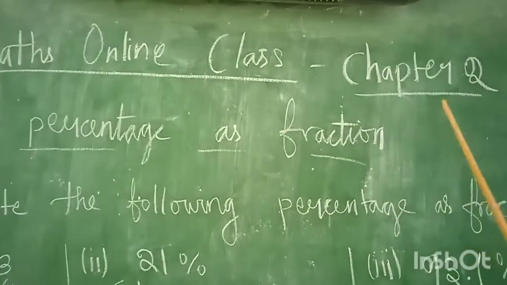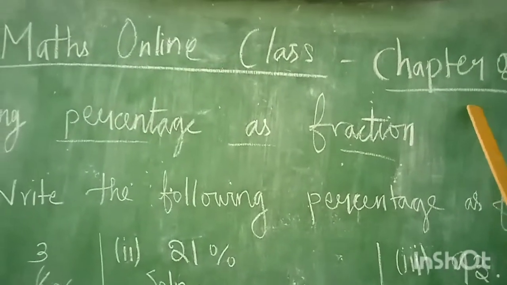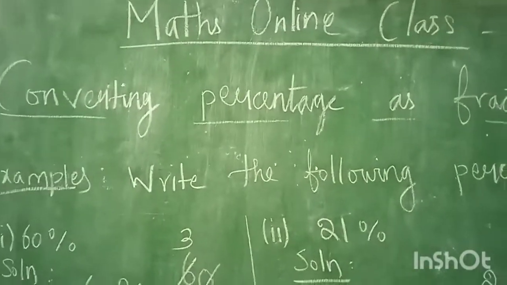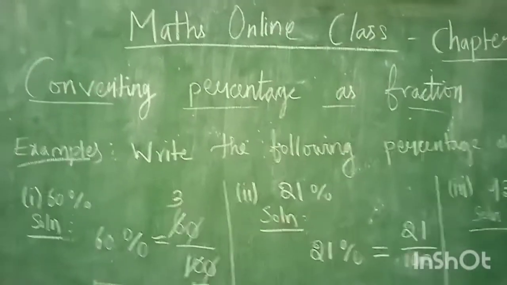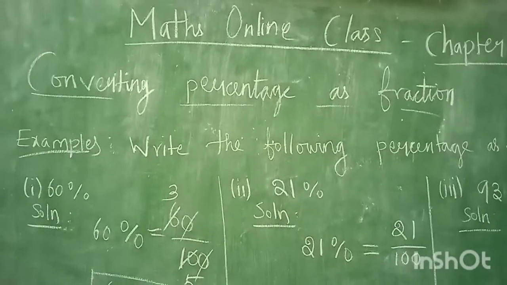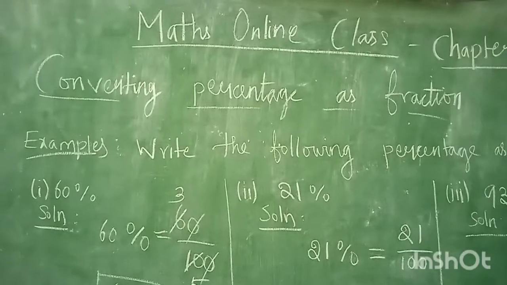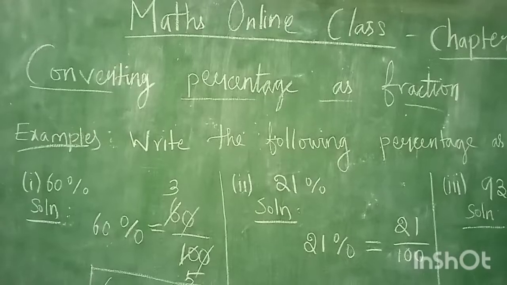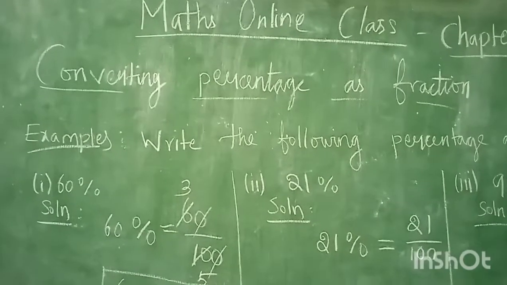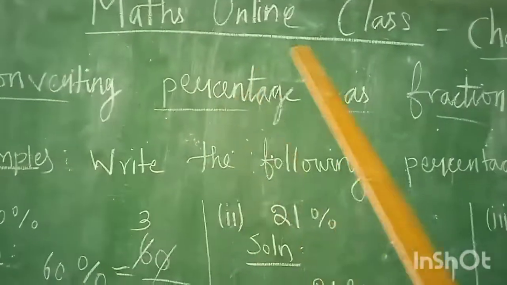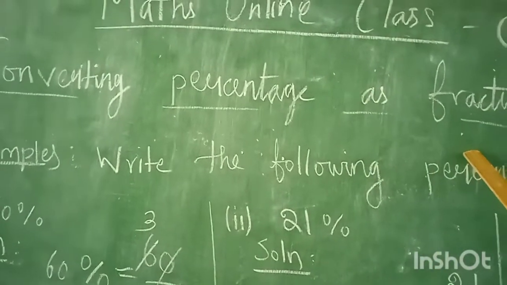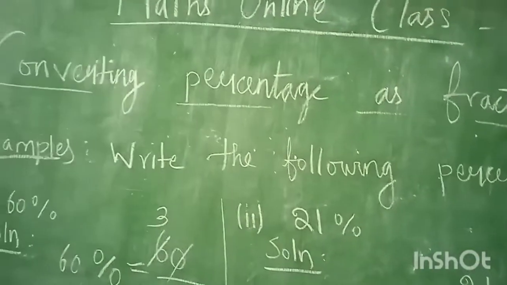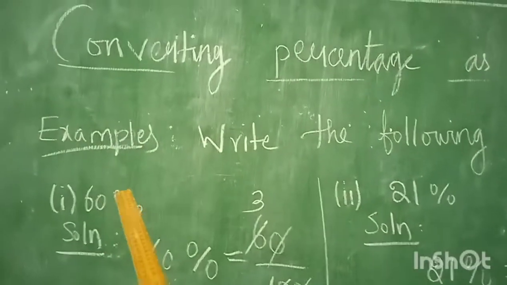Today, we are going to continue chapter 2, that is percentage and simple interest, right? So, in the previous class, we had discussed what a fraction is, and also we had seen how to convert a fraction to a percentage. Today, we are going to see how to convert a percentage to a fraction. So, in the sum, they will give the percentage. You have to convert that percentage to a fraction. Okay, let's see the examples.